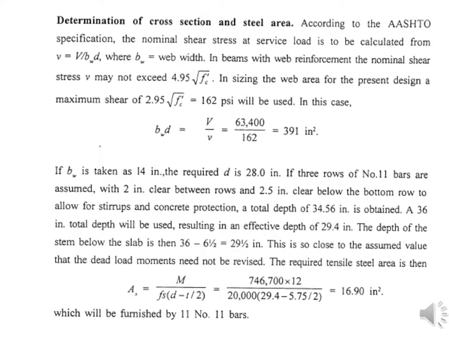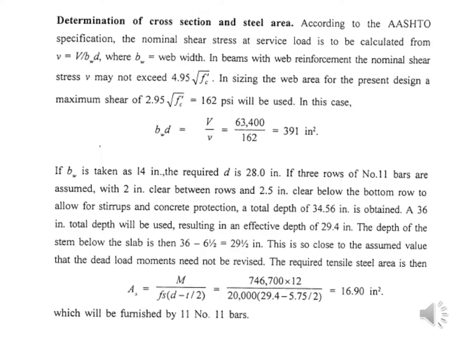In beams with web reinforcement, the nominal shear stress V may not exceed 4.95 phi by square root of FC. In sizing the web area for the present design, a maximum shear of 2.95 phi by square root of FC is equal to 164 psi.